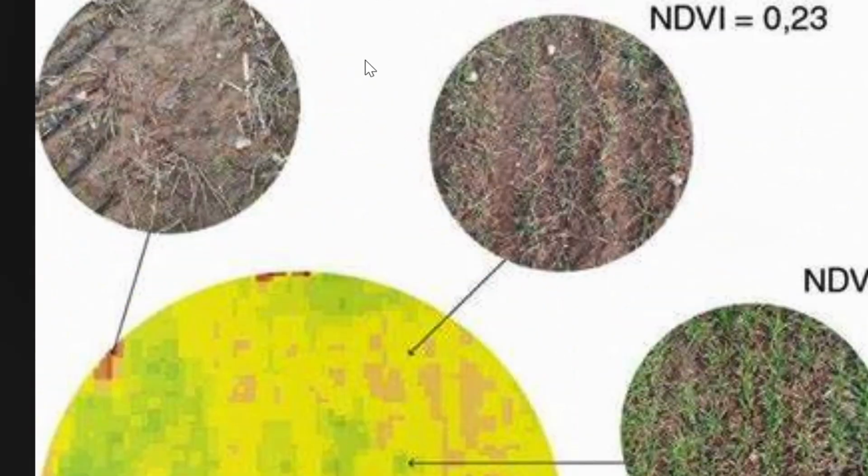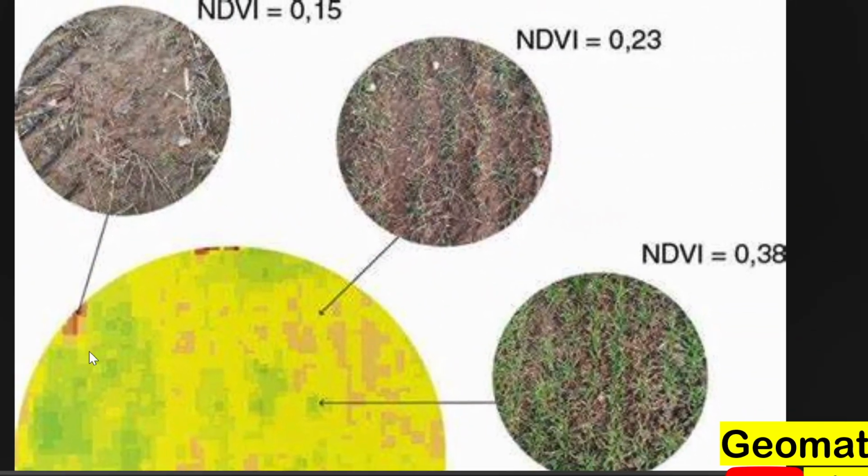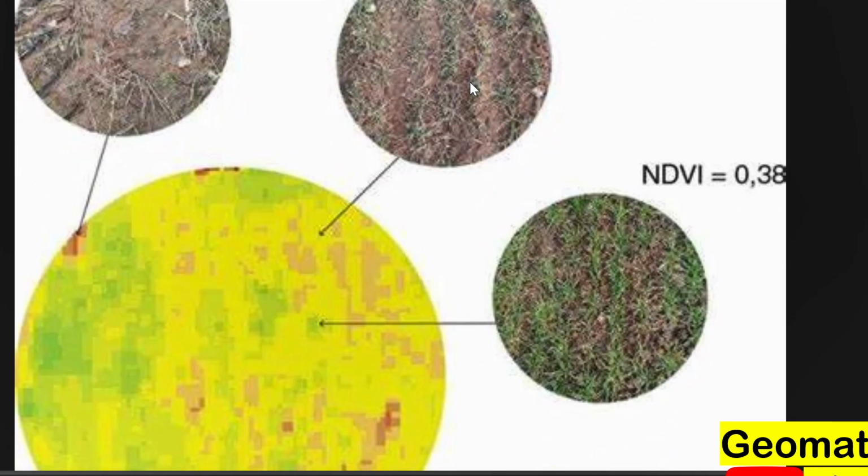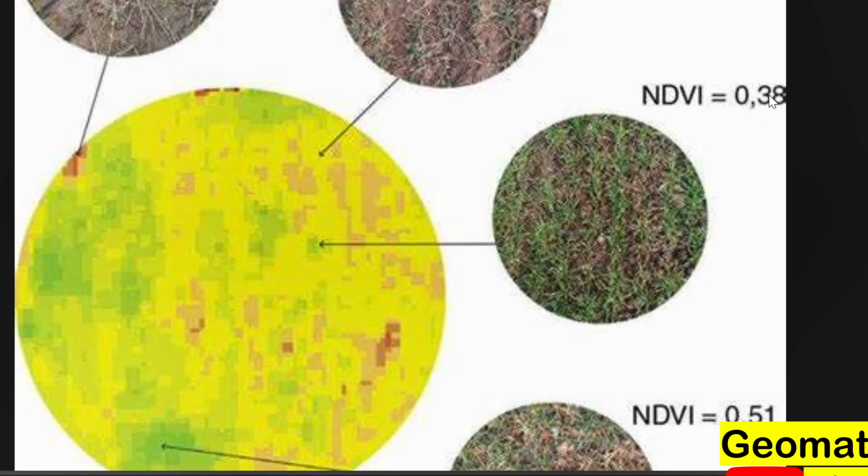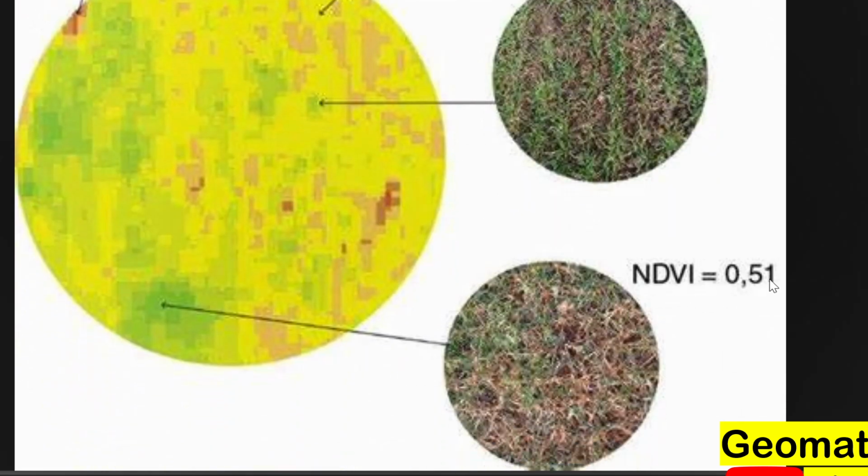If you look at this color, this is telling us the NDVI is 0.5. You can see the color here. This is NDVI of 0.3. This is what it looks like there. This is NDVI of 0.38. This is what it looks like here. This is 0.51. These have more healthiness, so you can see the color here has more healthiness.